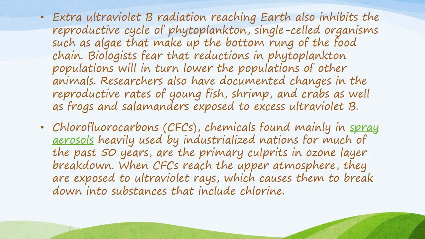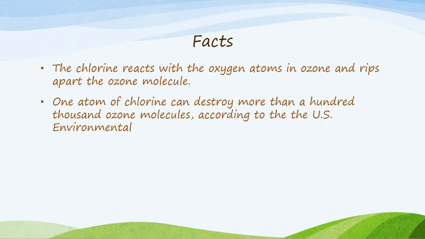When CFCs reach the upper atmosphere, they are exposed to ultraviolet rays, which causes them to break down into substances that include chlorine. Facts. The chlorine reacts with the oxygen atoms in ozone and rips apart the ozone molecule. One atom of chlorine can destroy more than 100,000 ozone molecules, according to the U.S. Environmental Protection Agency.